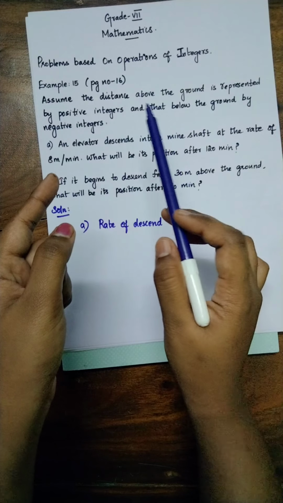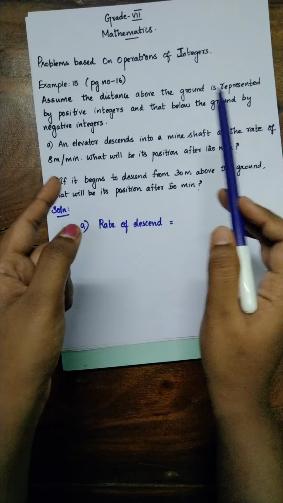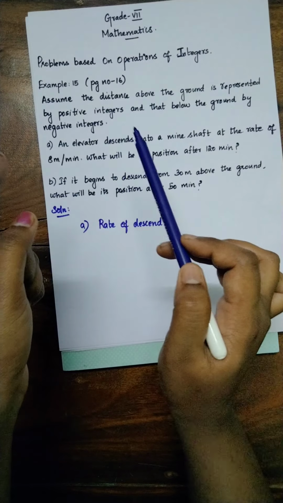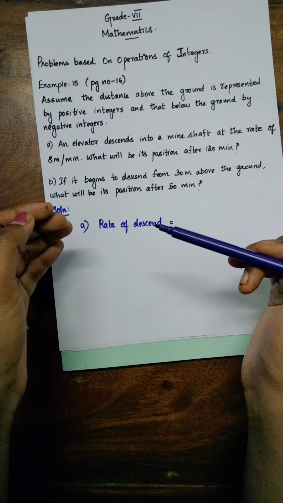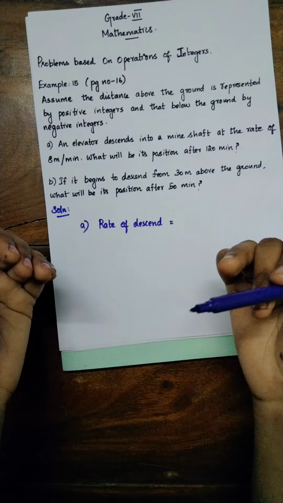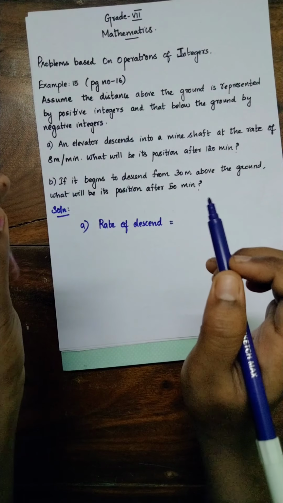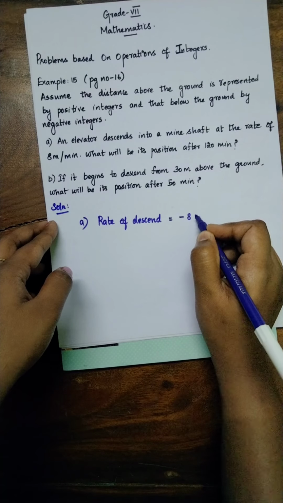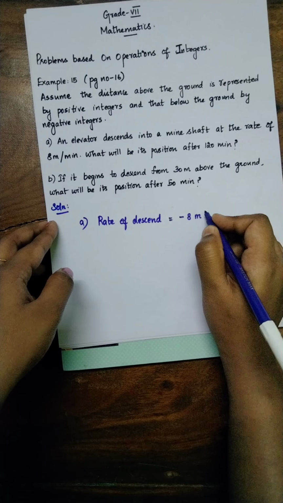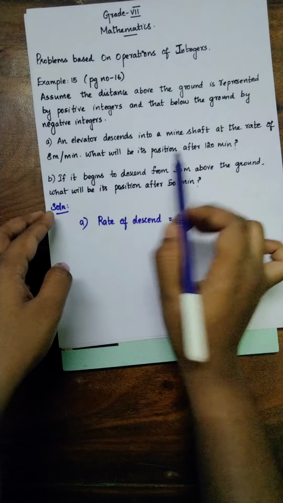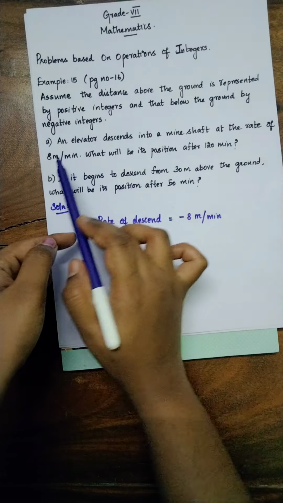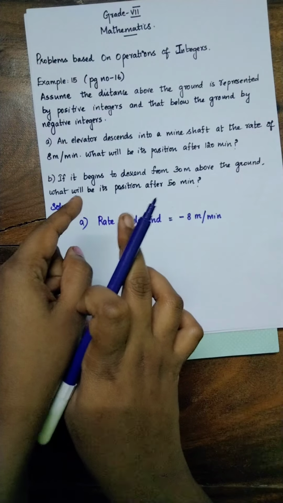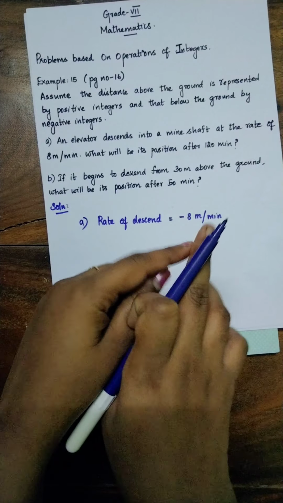already in the question they have mentioned that distance above the ground is represented by positive integers, below the ground is represented by negative integers, right? Distance means going up or going down. It is going down, that is below the ground. So we can mention it as a negative integer. So it is minus 8 meter per minute. So rate of descent is equal to minus 8 meter per minute.